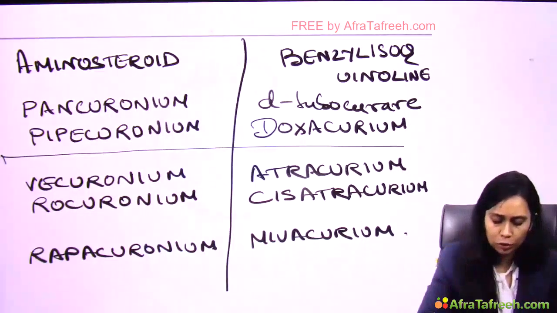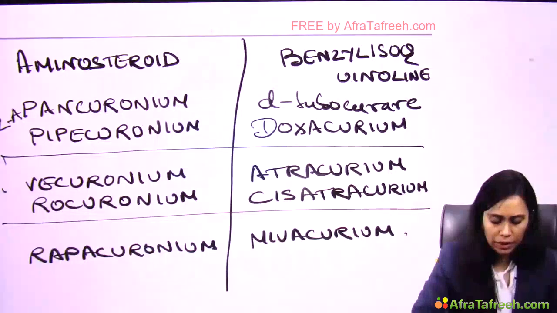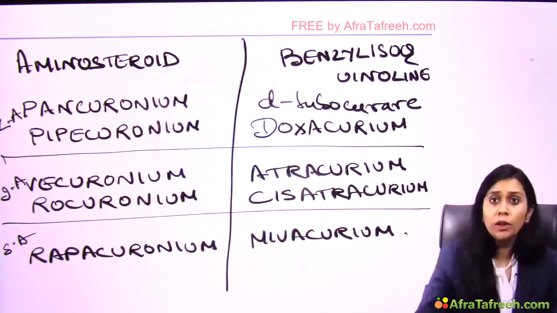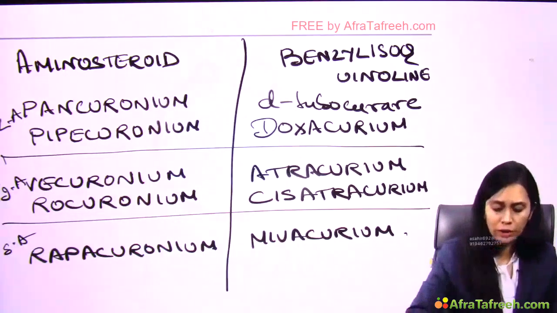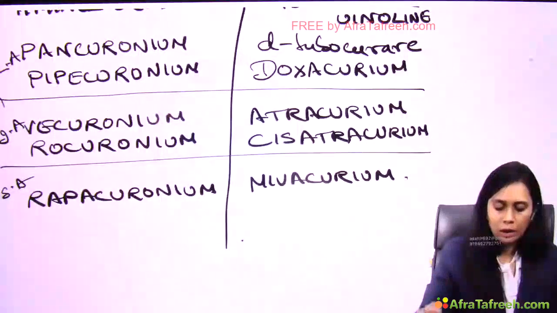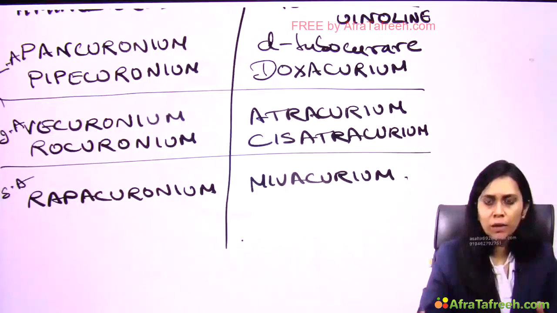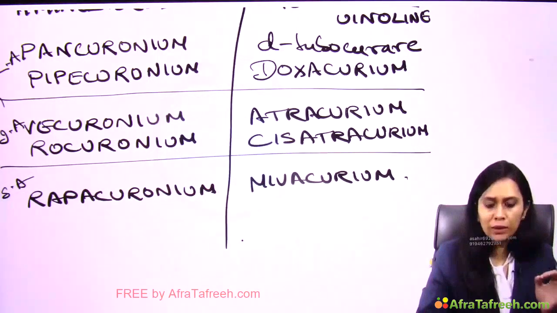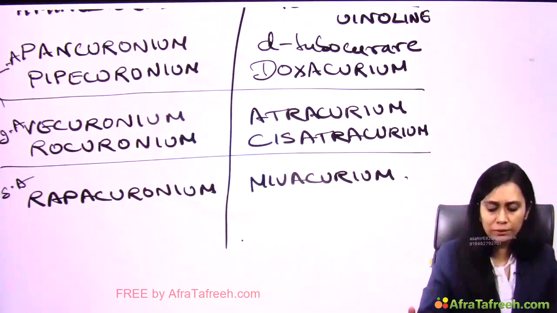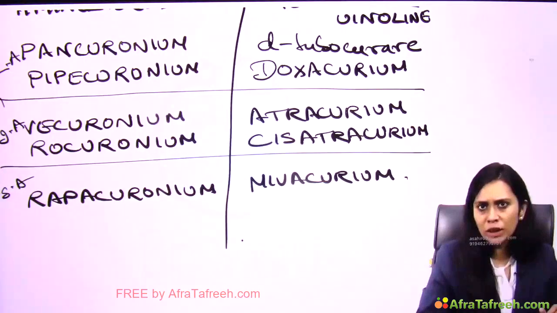The first two drugs of both groups are long acting. The second two drugs of both groups are intermediate acting. And the last one is short acting. This is according to the duration of action. A few common points of both groups I want to tell you, and then individual drugs I will discuss in the chart itself. This would be the chart for non-depolarizing. So what are the few common points which I need to tell you?